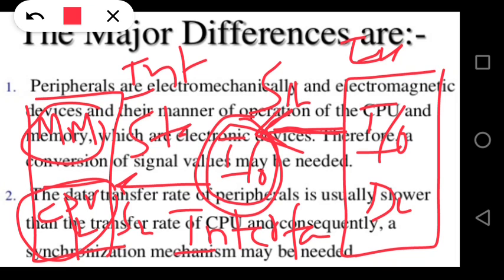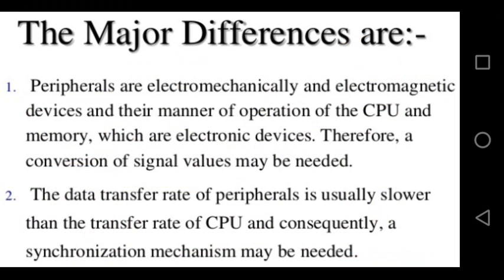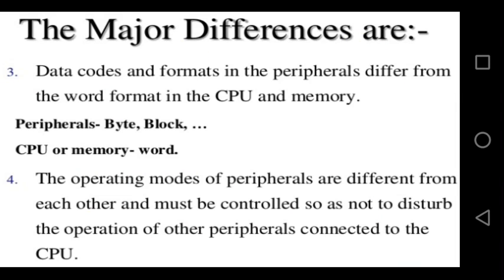So the I/O interface performs conversion of the signal and compensates the data transfer rate differences. For that reason, we require an I/O interface. Next, the third reason is that the data codes and formats in the peripherals differ from the word format in CPU and memory. That's a simple reason.